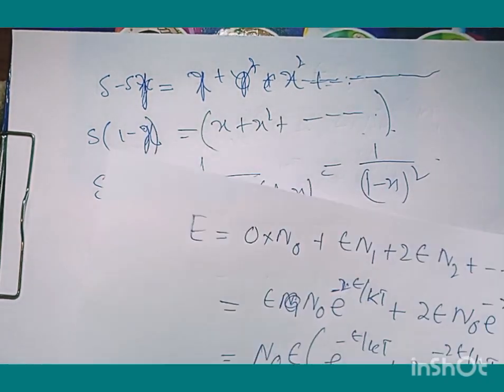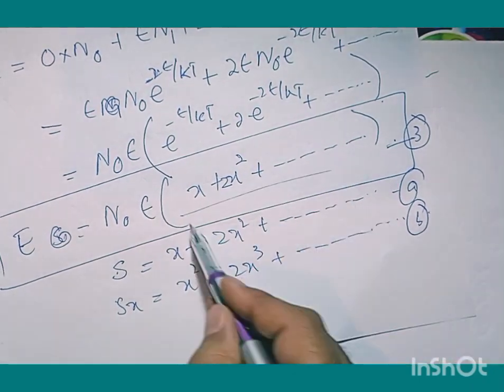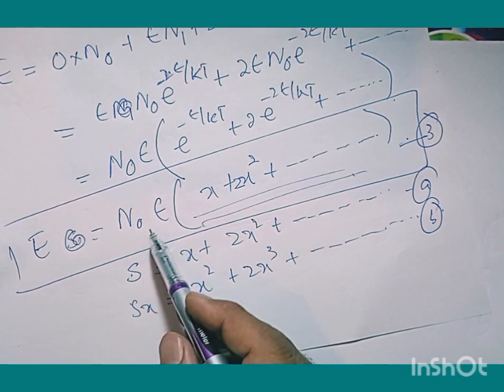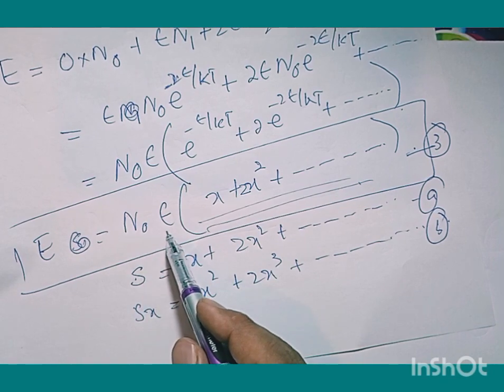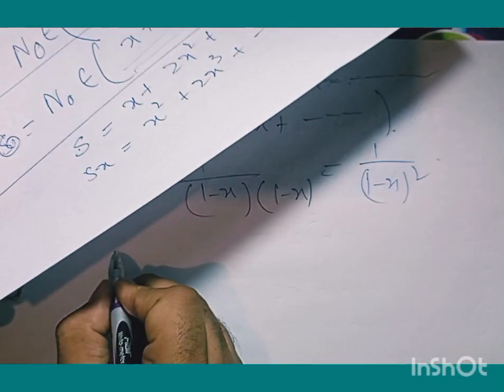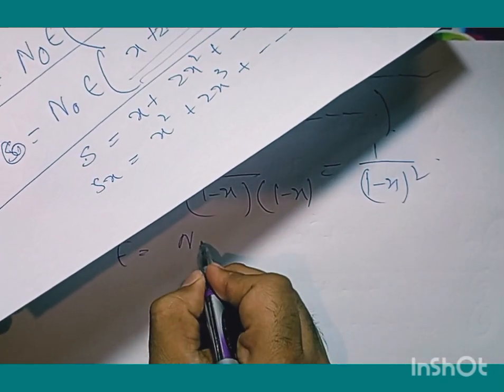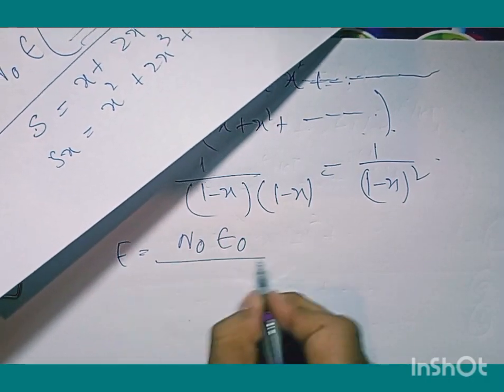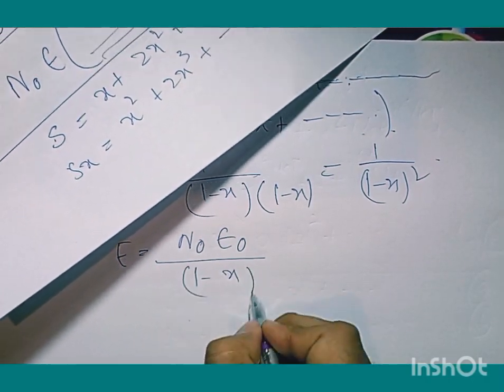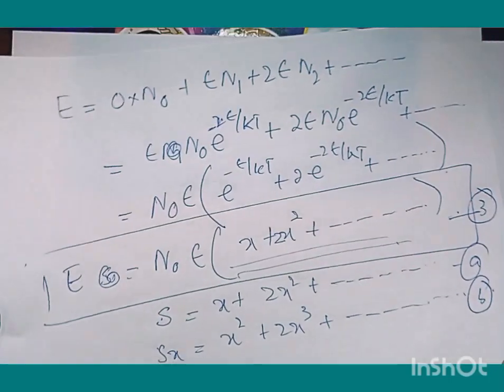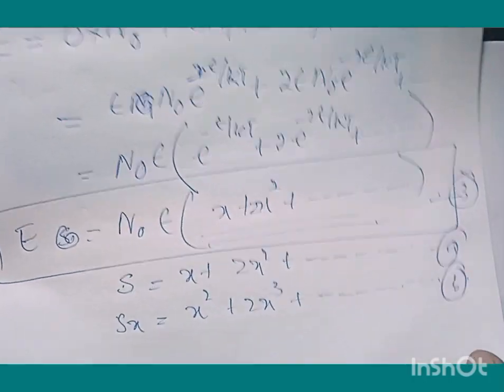Now I have evaluated this thing, I can use it here. So E will be n0 epsilon by 1 minus x whole square. So this should be my equation number 4.